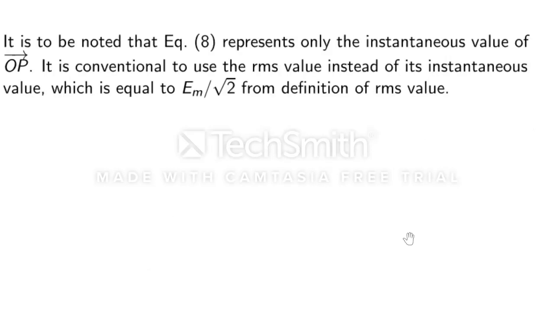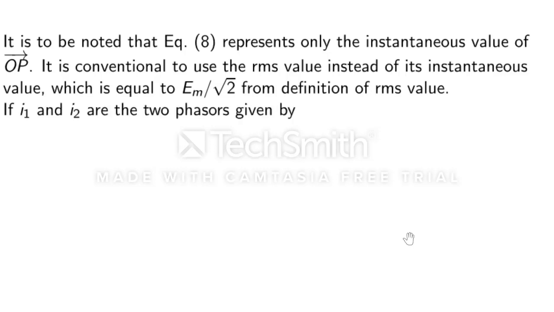It is to be noted that equation 8 represents only the instantaneous value of vector OP. It is conventional to use the RMS value instead of its instantaneous value, which is equal to EM by root 2 from the definition of RMS value.